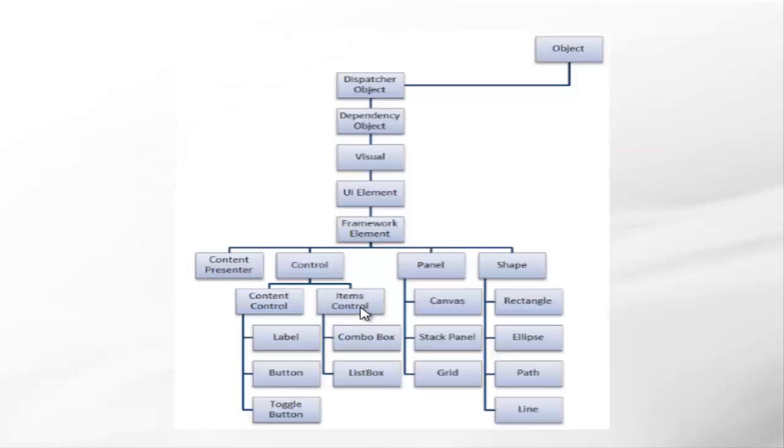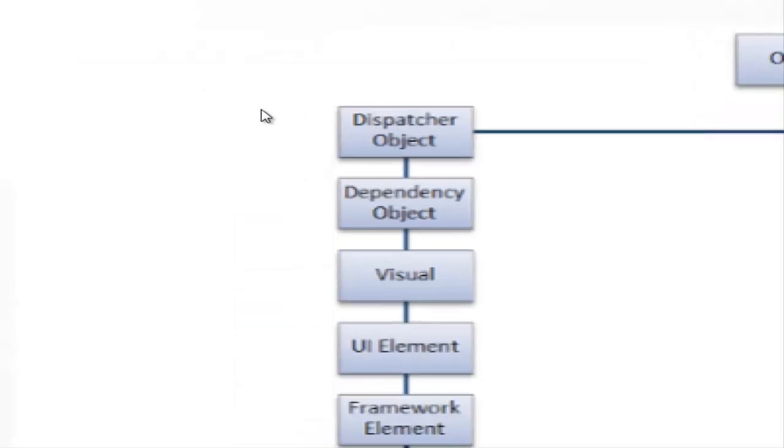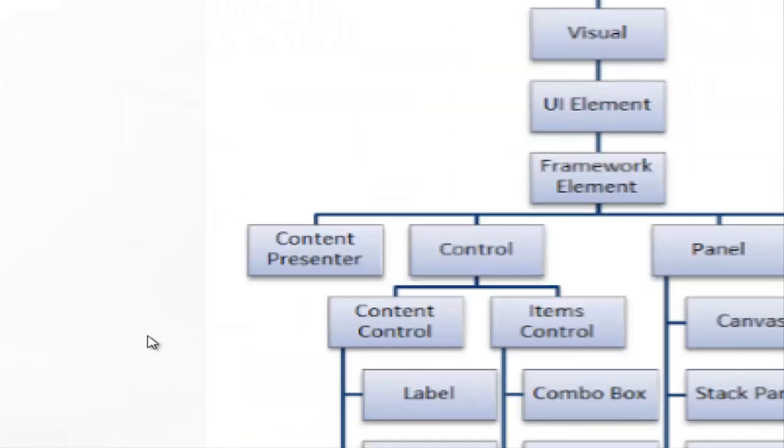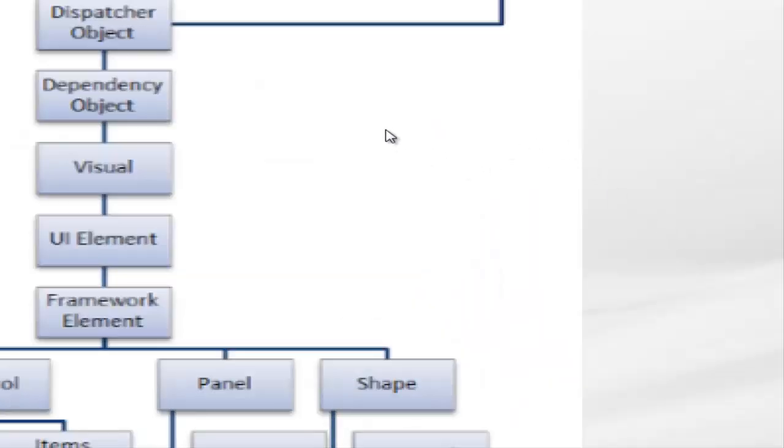So let's quickly recall what are the things which are there. Right at the top we have the dispatcher object. The work of it is to dispatch the messages to the different objects. We have the dependency object that helps in providing the dependency properties or the attached properties. By now you may be a bit confused, what is the dependency property and attached property. Very soon when we talk about the data binding, you will come to know what I'm talking about.